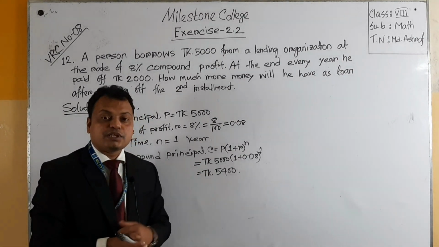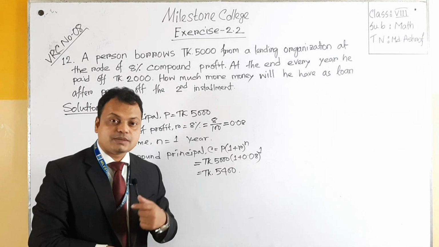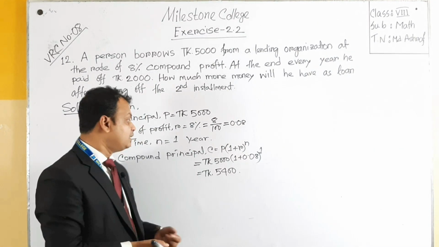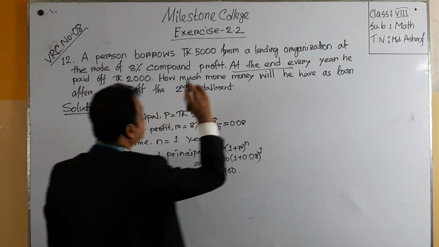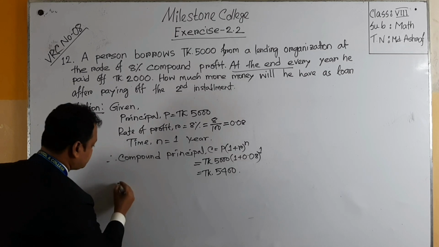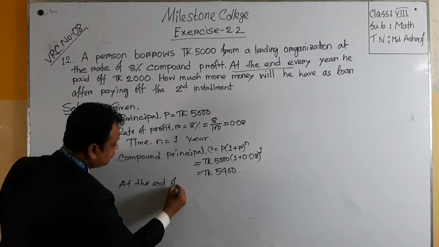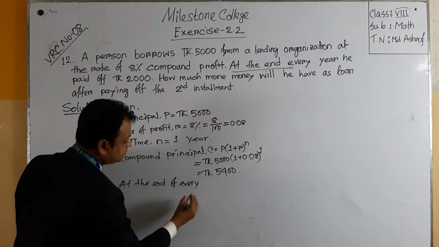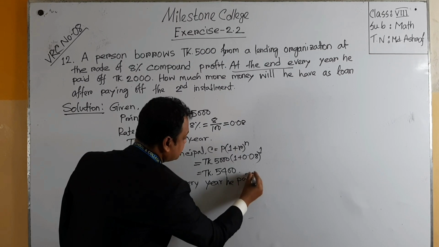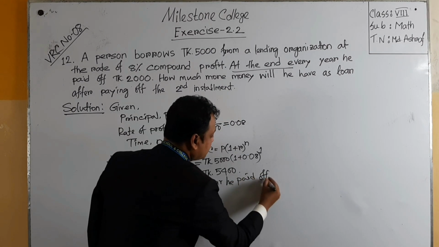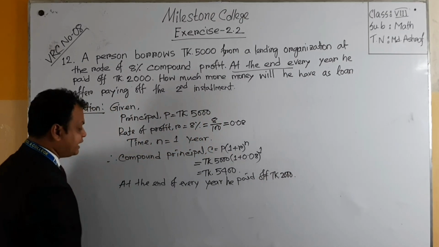But the person has paid the first installment after 1 year. How much taka has he paid? 2,000 taka. We will write this one from this part of the question: at the end of every year he paid off taka 2,000. Then what will be the remaining money?